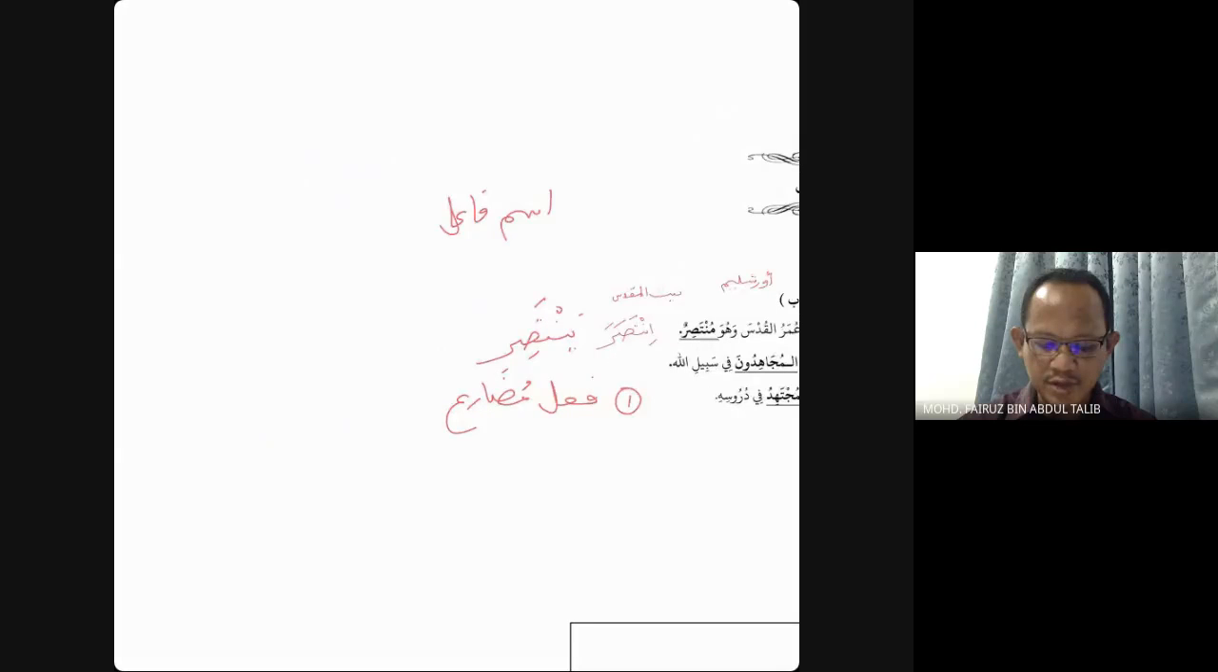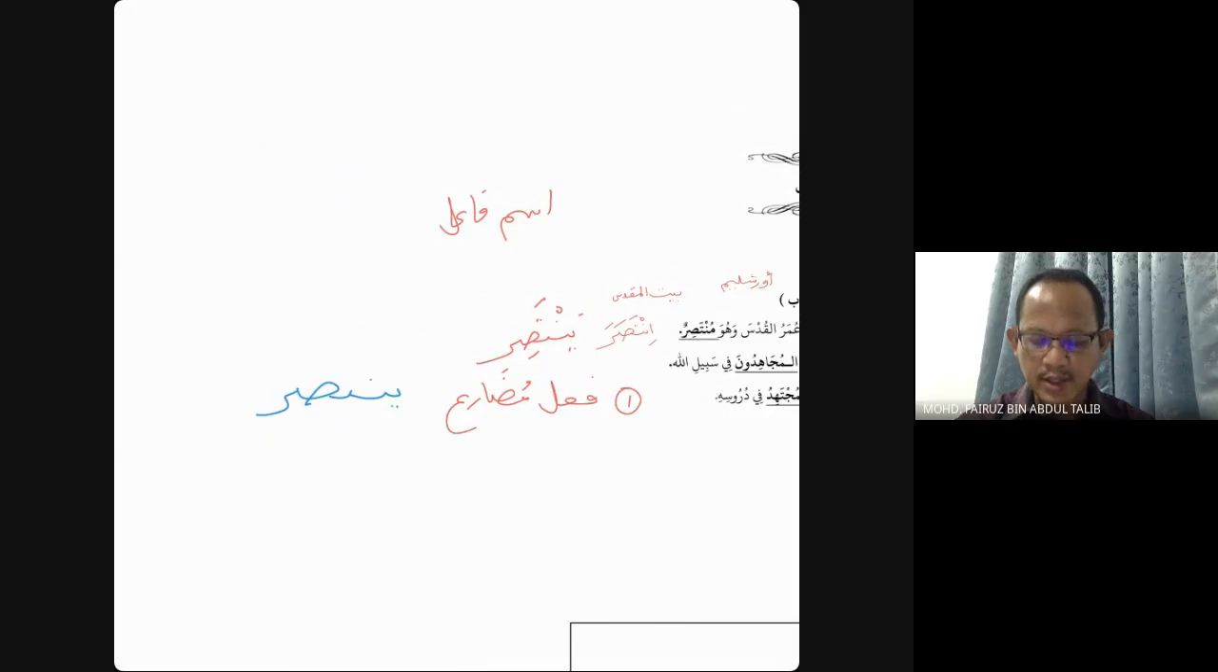For the 3-letter fi'il, you have a specific wazan. Very simple. Change to fa'il. But for more than 3-letter fi'il, there is no specific wazan. What you need to do is, first, know what the fi'il mudari of that word is. This is compulsory.